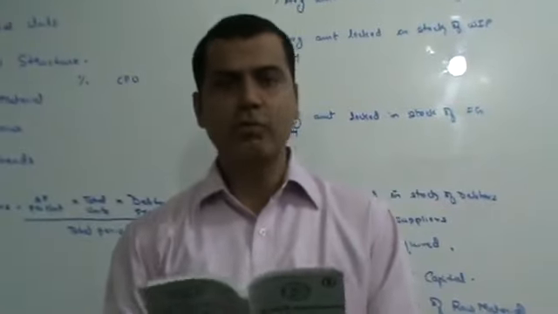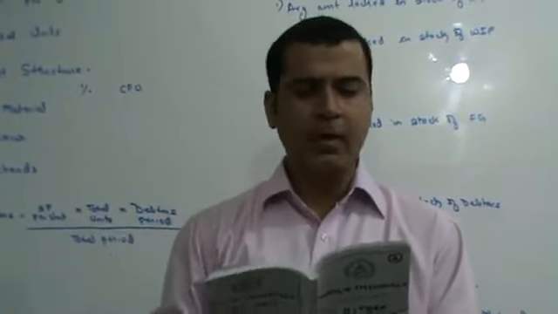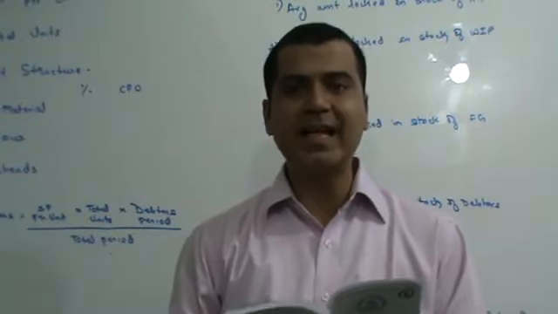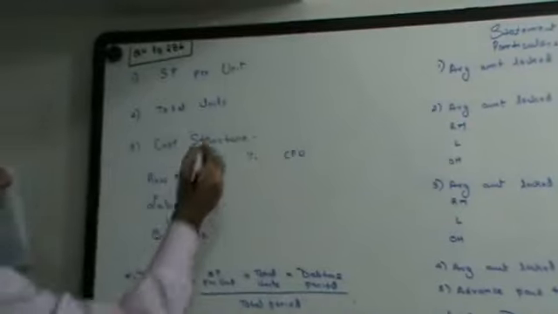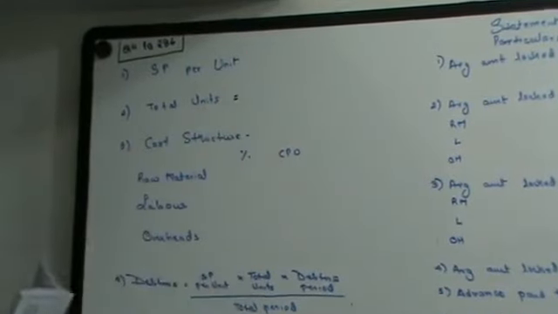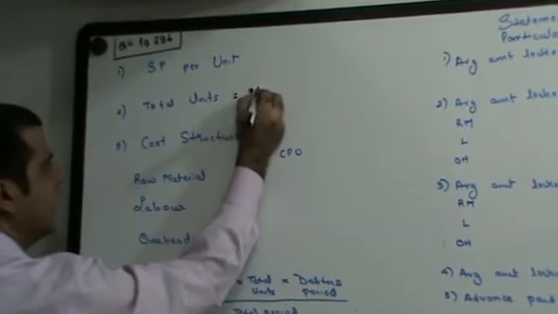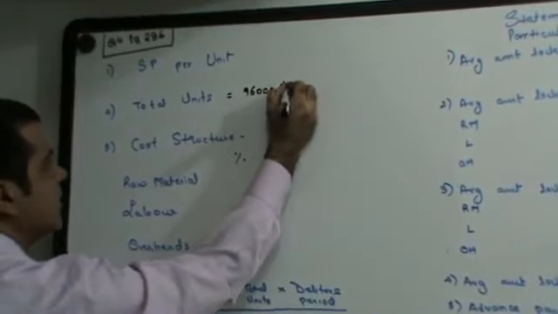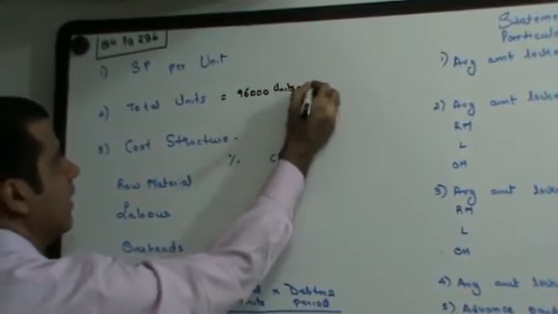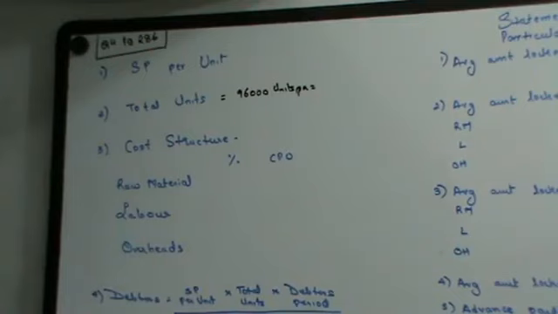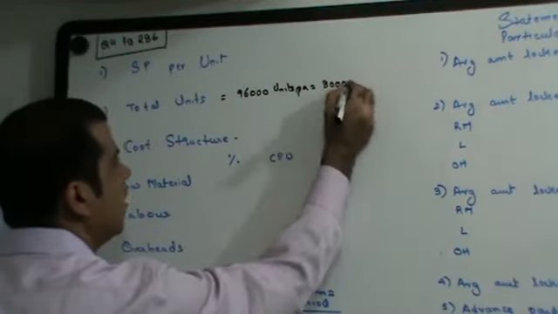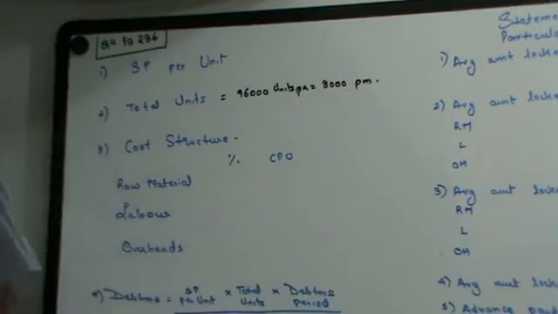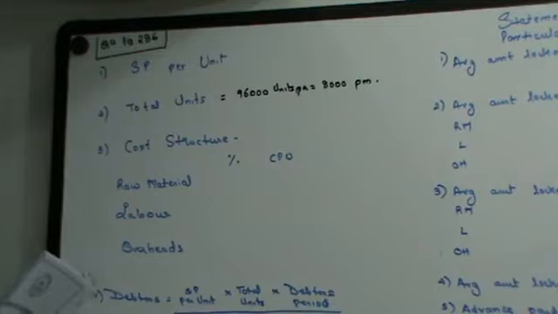Right, let's read the sum carefully. A factory produces 96,000 units. So total units are 96,000 units per annum. If it is 96,000 units per annum, then it is going to be 8,000 units per month. How did I get this? Divide 96,000 per annum by 12, that will give you per month.